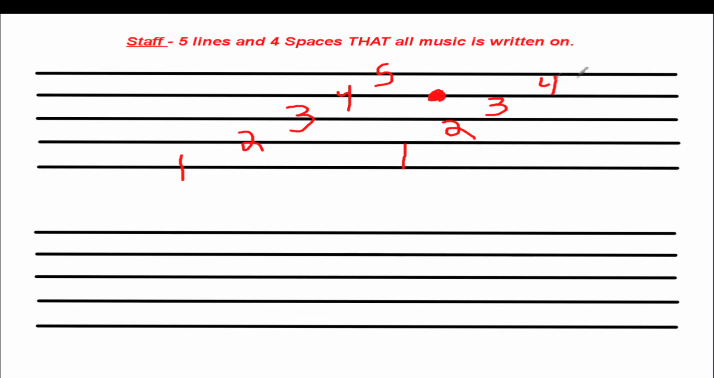When you're writing music, you put the note in a space or on a line. And that's how music is written, on the staff. But the important thing to know is that it's numbered from bottom to top, 1, 2, 3, 4, or 1, 2, 3, 4, 5. It's very important to remember that they're numbered from bottom to top. So that's the basics of music, the staff. That's what all music is written on.